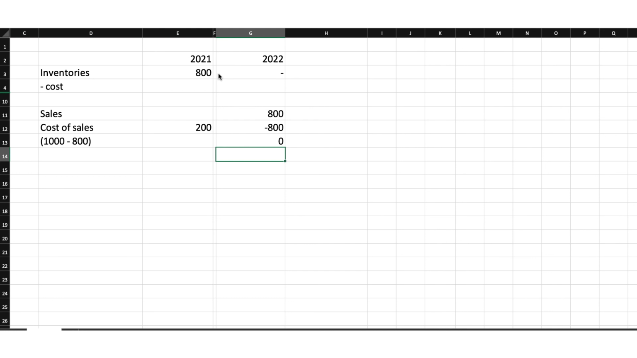Isn't that cool? That's exactly what net realizable value does. That is the whole point of net realizable value: as soon as you anticipate a loss, then you need to recognize the loss.